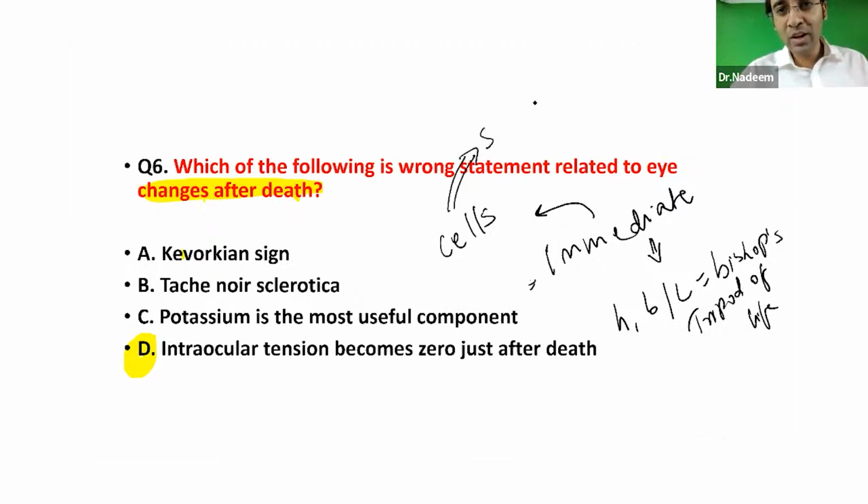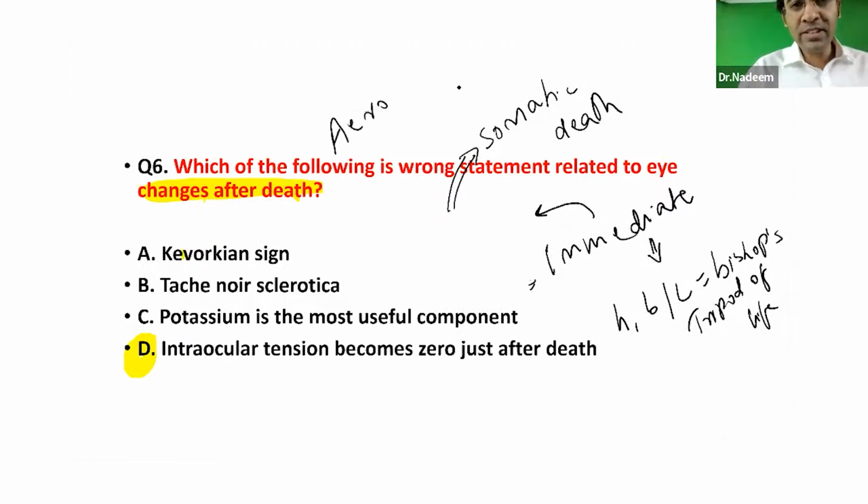This is called somatic death, or clinical death. During this phase, aerobic processes are gone. But the tissues which can function even in the absence of oxygen will be alive. Anaerobic processes will still be there.